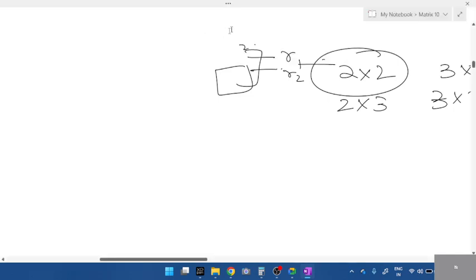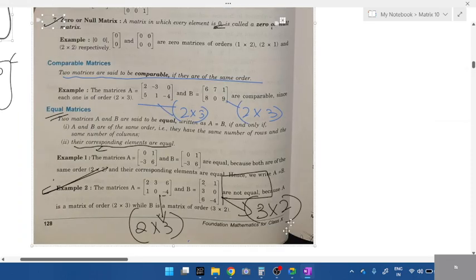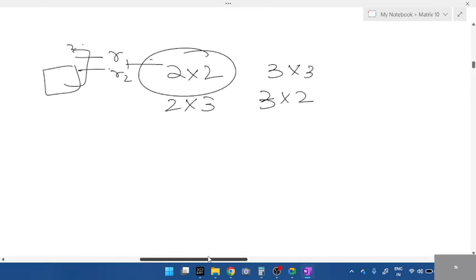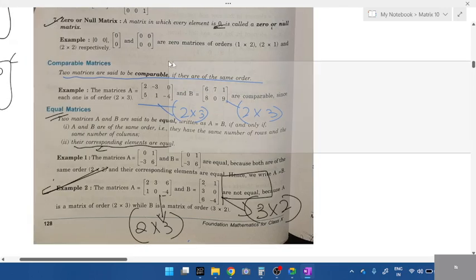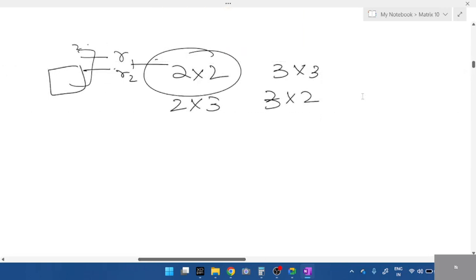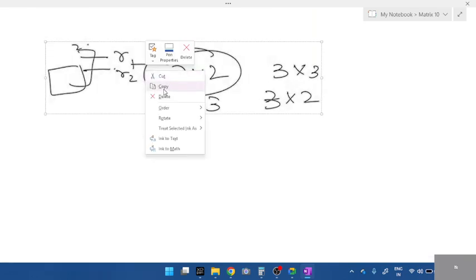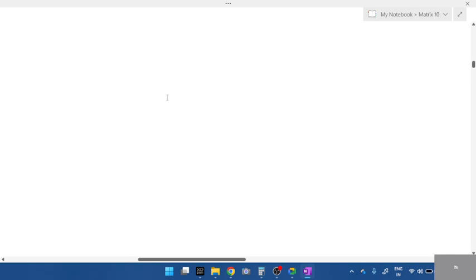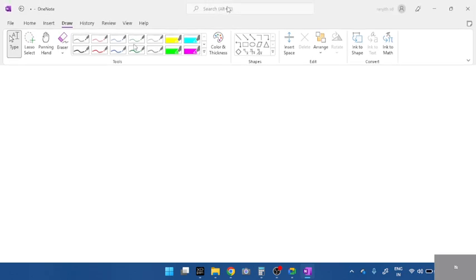Okay. Same, students. In maths, you take any concept, the basic four operations are addition, subtraction, multiplication, division. Before starting, even here it's the same. Addition, subtraction, multiplication, division. For addition and subtraction, we use comparable matrix. The order should be same. Only then you can use comparable matrix.